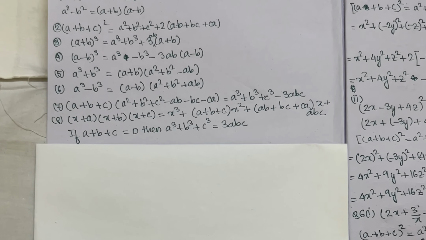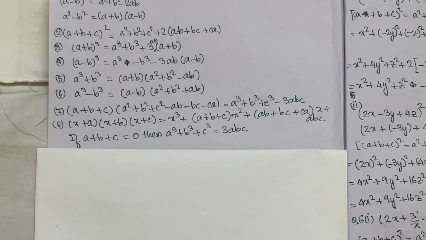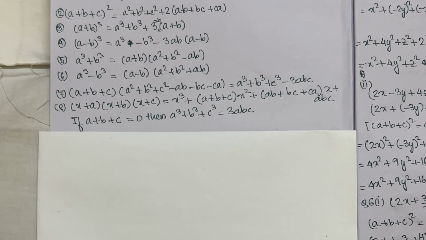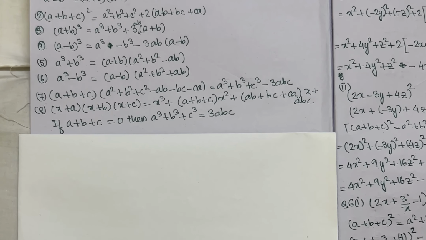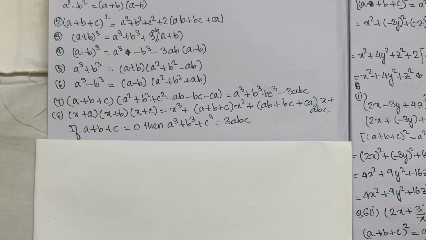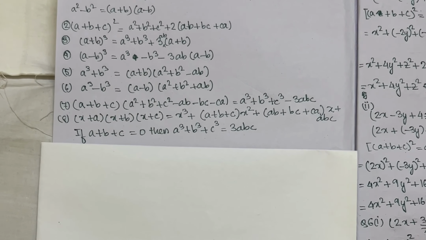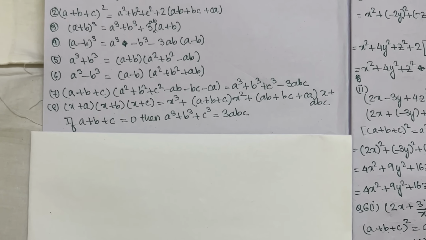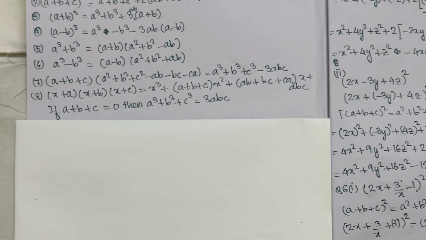Now the 7th one, that is the longest one: (a plus b plus c) into (a square plus b square plus c square minus ab minus bc minus ca) is equal to a cube plus b cube plus c cube minus 3abc. For the 8th one, (x plus a) into (x plus b) into (x plus c) is x cube plus (a plus b plus c) x square plus (ab plus bc plus ca) into x plus abc. If a plus b plus c becomes 0, then we can say a cube plus b cube plus c cube is equal to 3abc.